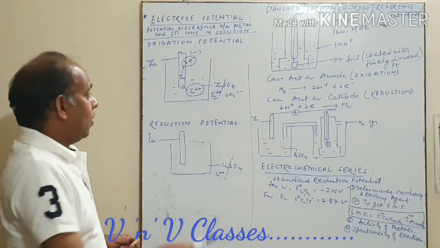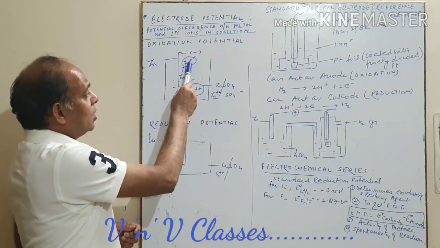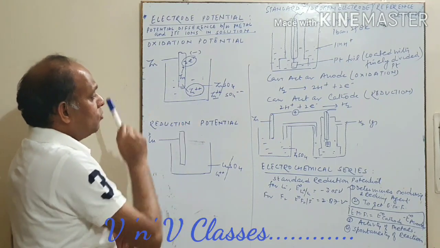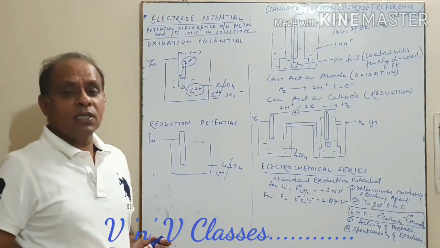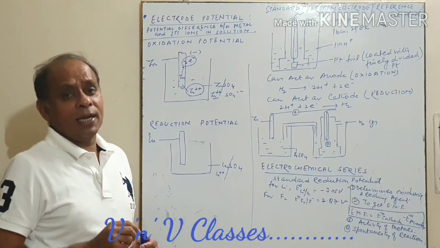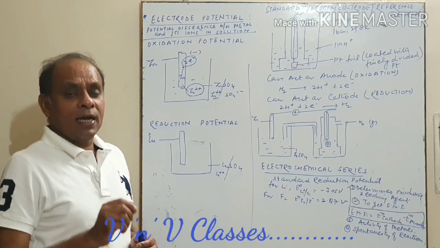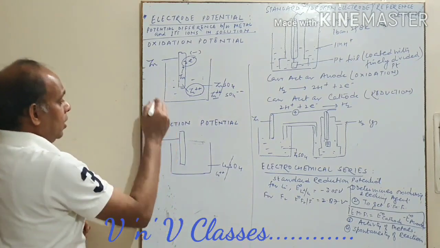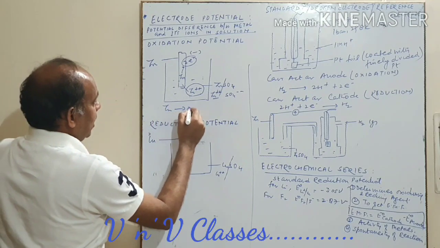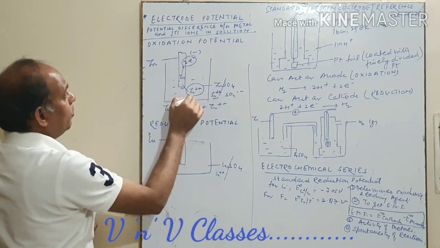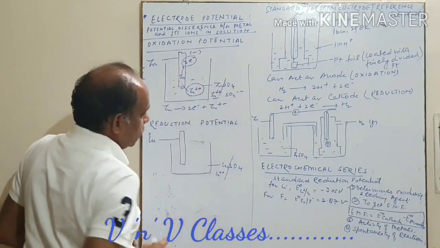Now it's very clear: the rod gets a negative charge because of accumulation of electrons, and the solution gets a positive charge because of accumulation of zinc ions. Two opposite fields in contact develop a kind of potential difference, and since here zinc oxidizes, the potential developed here is called oxidation potential.